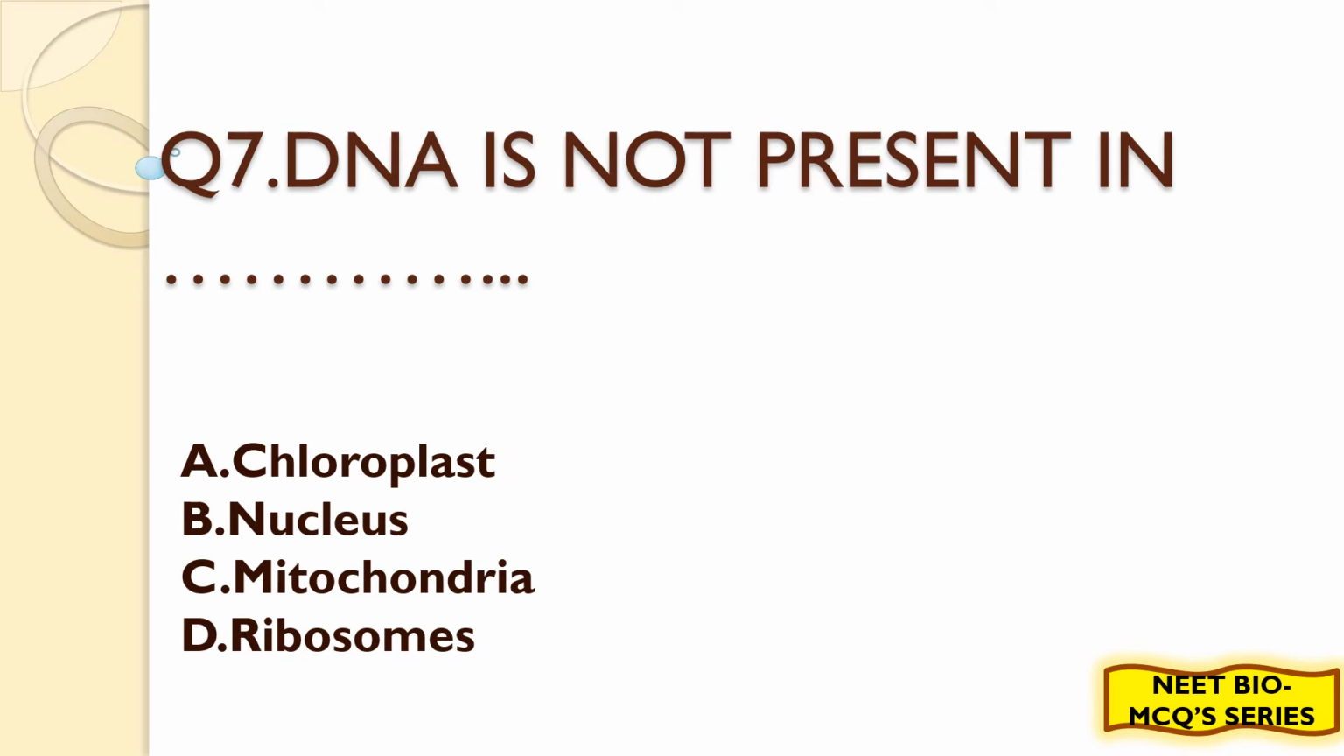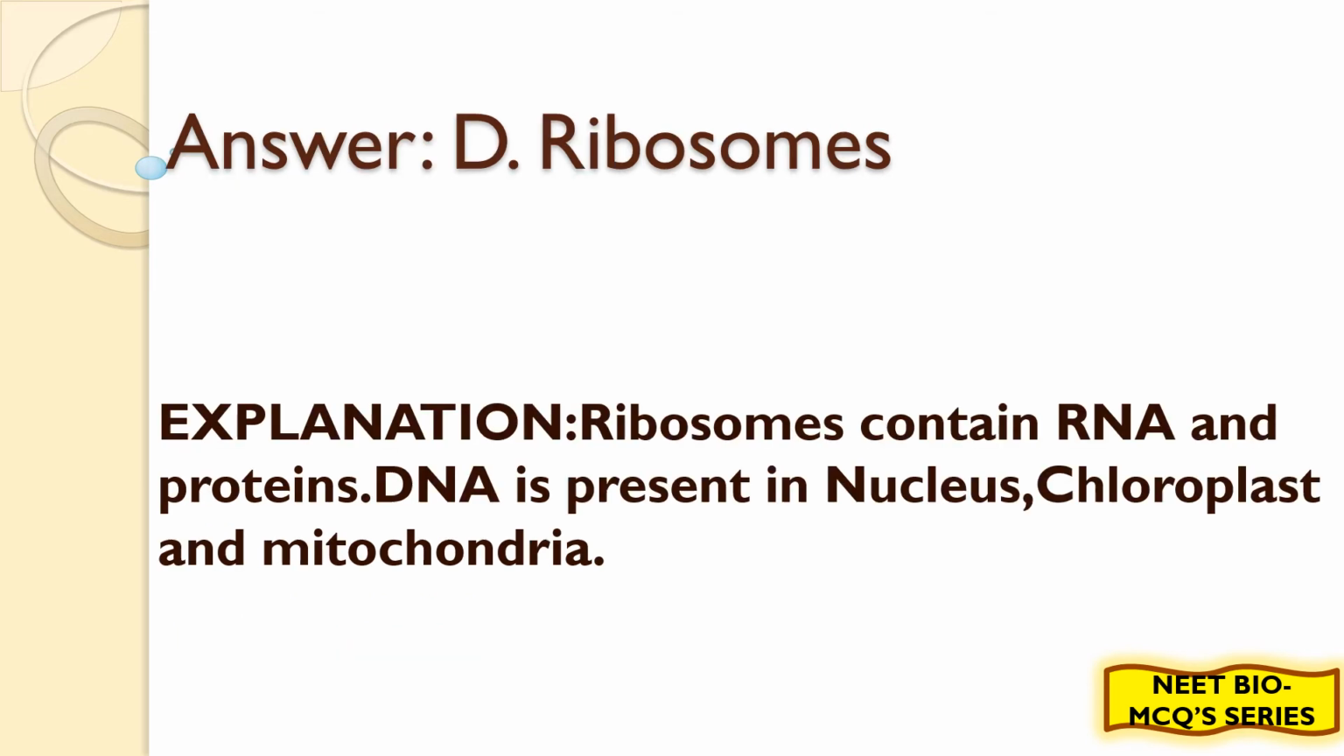Question 7. DNA is not present in A. Chloroplast, B. Nucleus, C. Mitochondria, and D. Ribosomes. Where is the DNA not there? Is it there everywhere? Answer is D. Ribosomes. The ribosomes contain RNA and proteins. DNA is present in nucleus, chloroplast, and mitochondria.